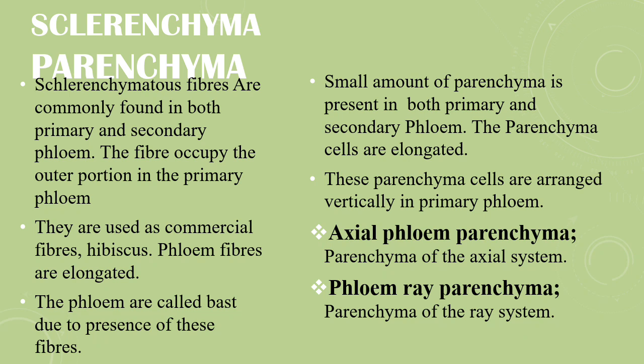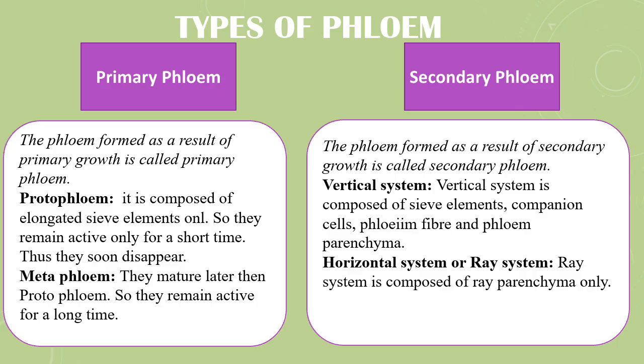A small amount of parenchyma is present in both primary and secondary phloem. These parenchyma cells are elongated in structure. They are arranged vertically in primary phloem: axial phloem parenchyma and phloem ray parenchyma. Axial phloem parenchyma forms the axial system and phloem ray parenchyma forms the ray system.